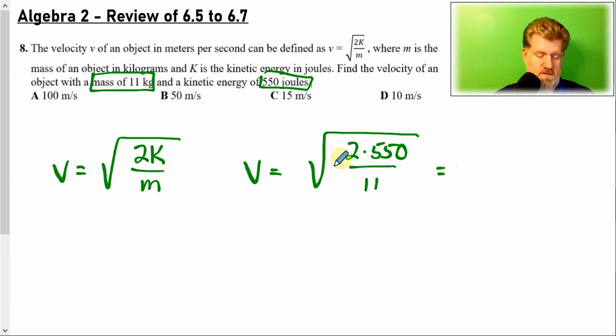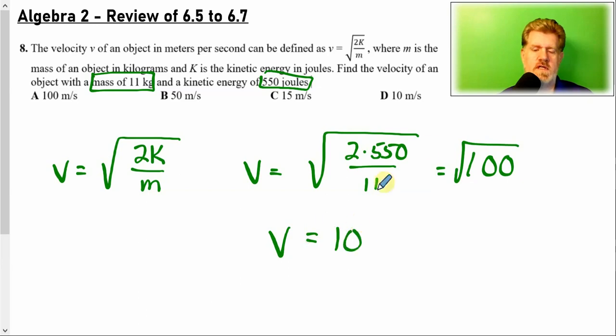2 times 550 divided by 11. Oh, it's 100. Wow, what do you know about that? So what's the square root of 100? It is 10. We have 10 meters per second.